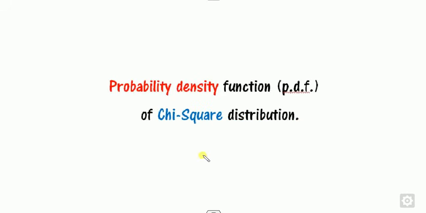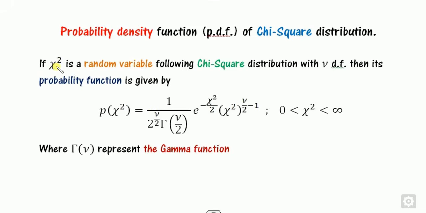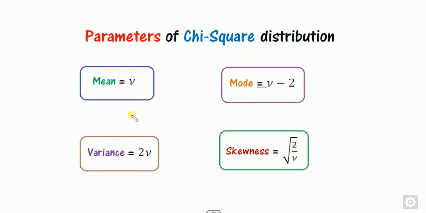So what is the density function of the chi-square distribution? If I assume chi-square as a random variable, which is the square of the standard variate, having nu as the degree of freedom, then this is the PDF, the probability density function, of the chi-square distribution. It is a continuous random variable, and gamma represents the gamma function. If you calculate the mean, variance, mode and skewness of the chi-square distribution, you will get these values. And you will be surprised to see that the variance is twice the mean.